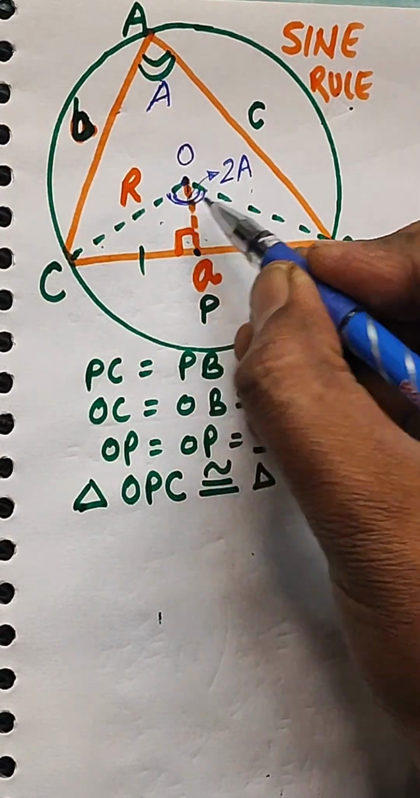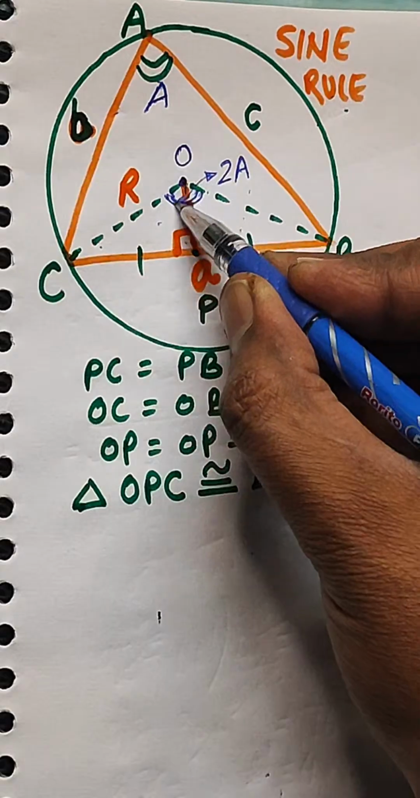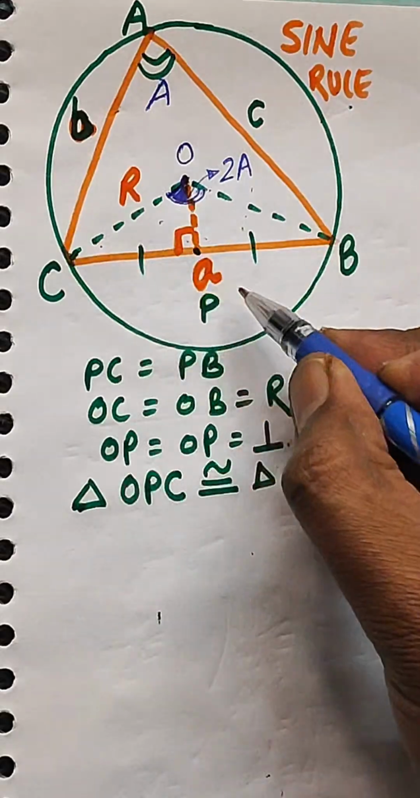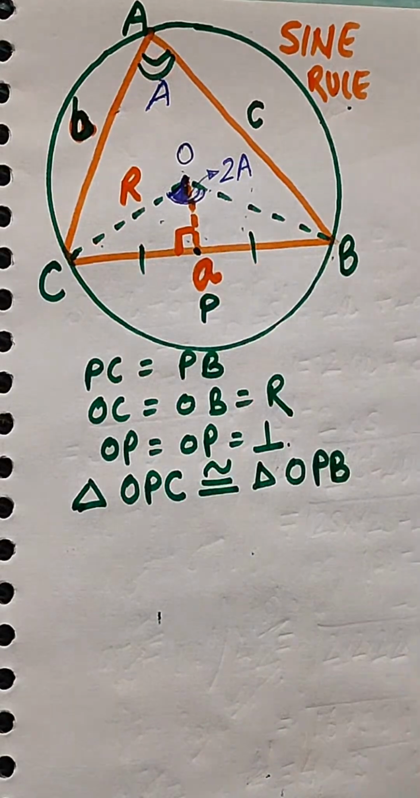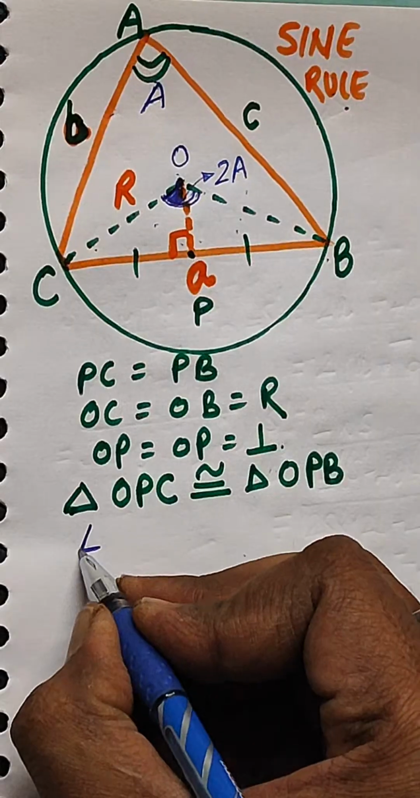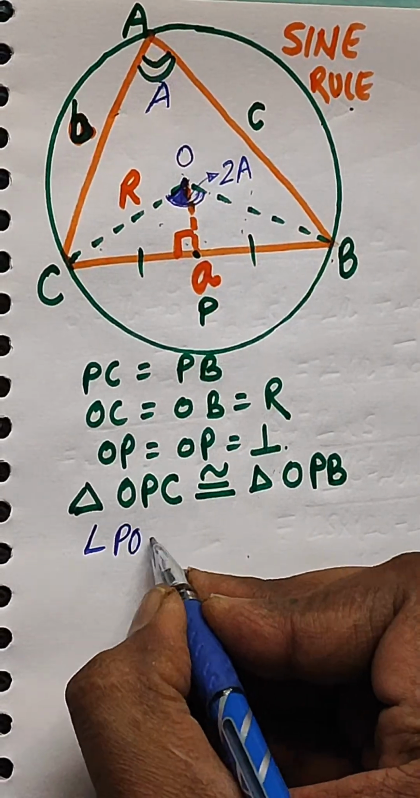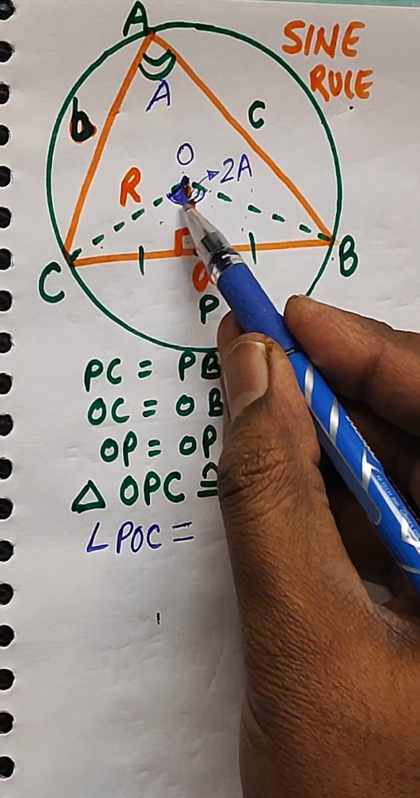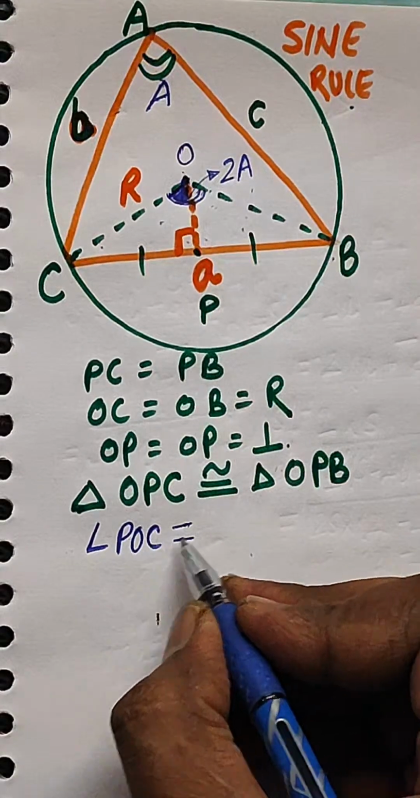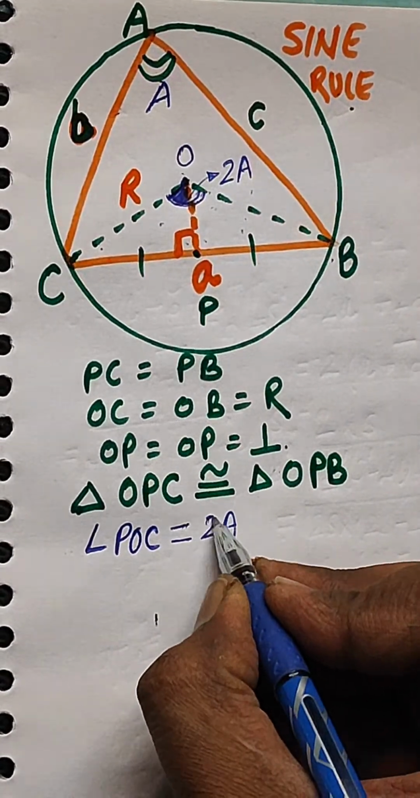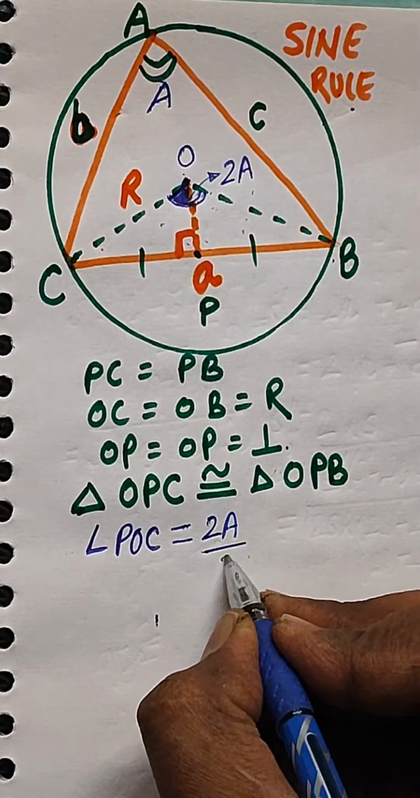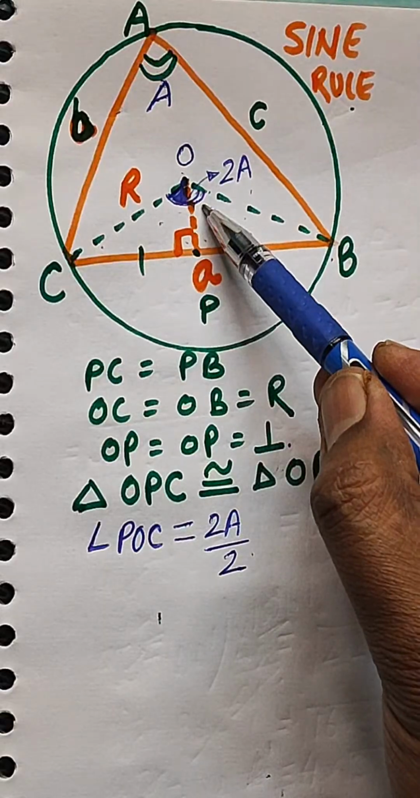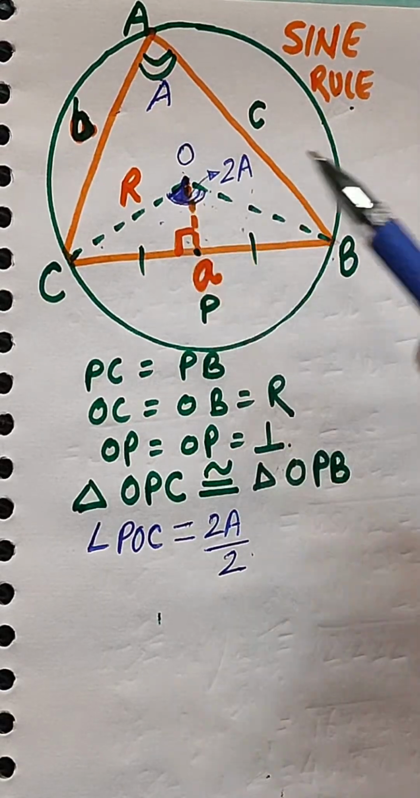So we can say that if this angle is 2A, then angle POC will be equal to angle POB, and both of them are equal to half of 2A. So POC is nothing but 2A divided by 2, isn't it? If the whole angle is 2A and both of these angles are equal, then this angle will be equal to A.